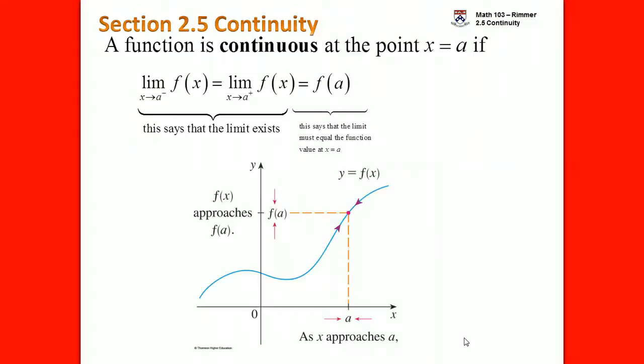So you can't have that strange situation we had before, where we remove the point and put it someplace else, or don't give it an identity at all. We need where it's going from the left and where it's going from the right to agree, and we need the function value to be there. That same capital L that they're headed towards needs to be the function value f at a. That's what it means to be continuous at a point. All right.